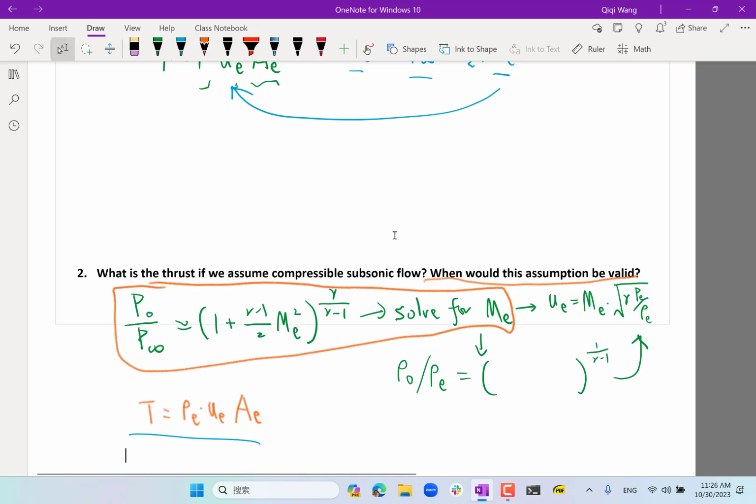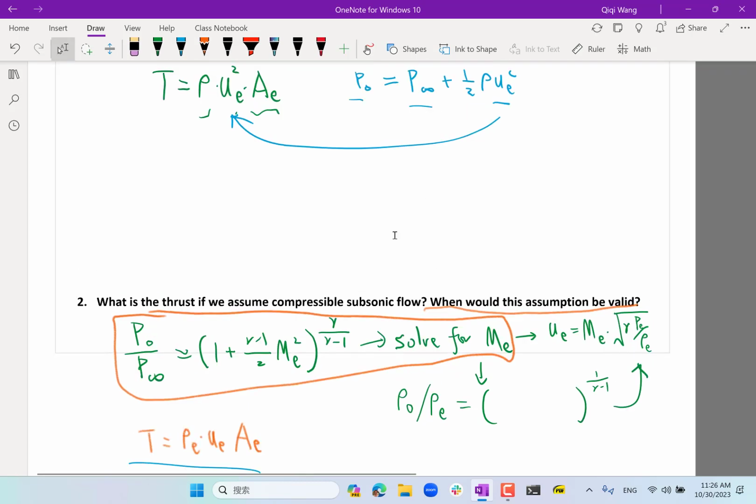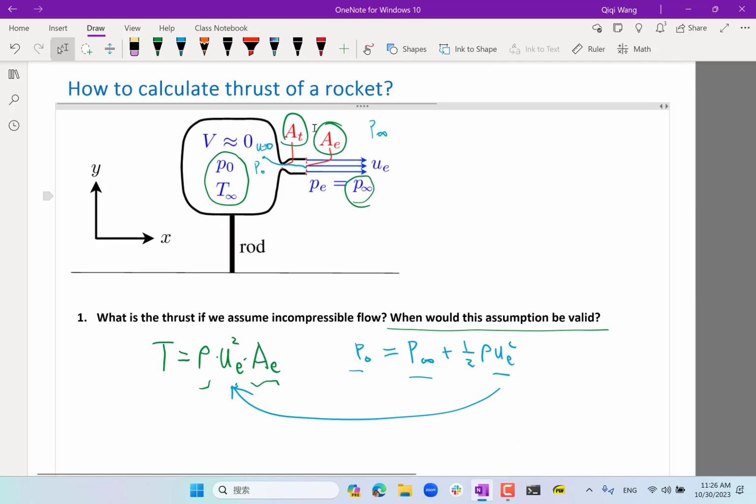If you look at the entire process, we did not use one of these givens. What is the area at the throat, right? It seems to be irrelevant, right? It is actually irrelevant to the thrust as long as the whole thing is subsonic, but it is relevant in determining whether or not the whole thing is subsonic. Okay, so how do we calculate whether the flow is subsonic or not?